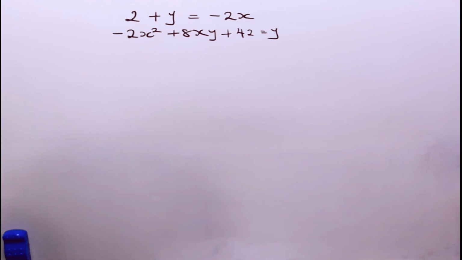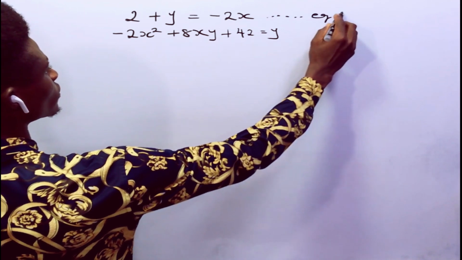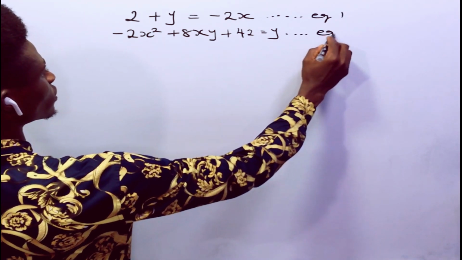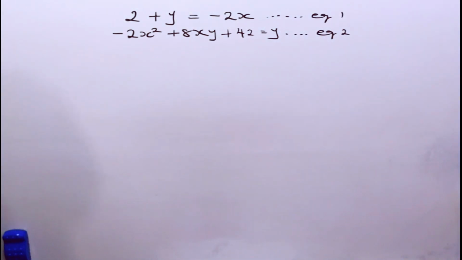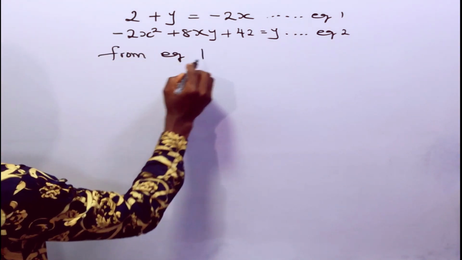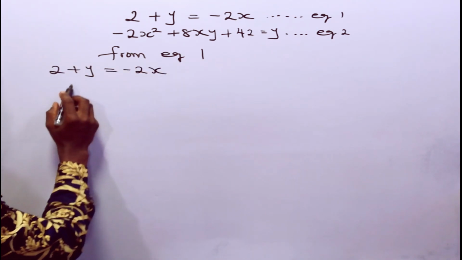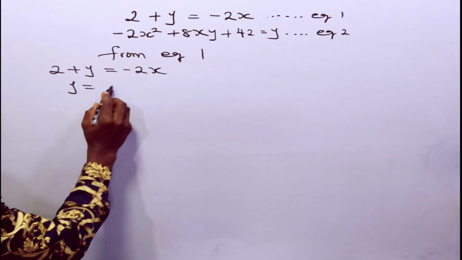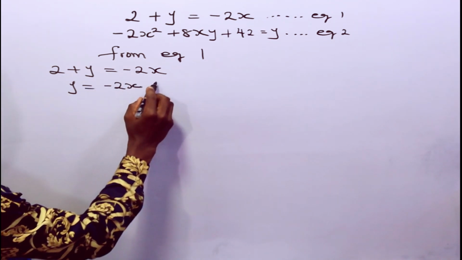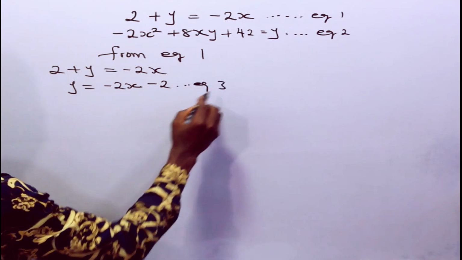To solve this simultaneously, let's call this equation 1 and let's call this equation 2. Now, from equation 1, let's generate equation 3 by making y the subject of the formula. We'll have y equal to negative 2x minus 2. Let's call this equation 3.